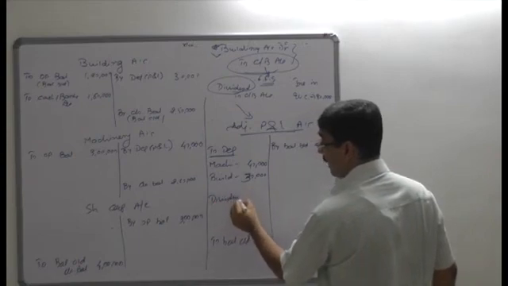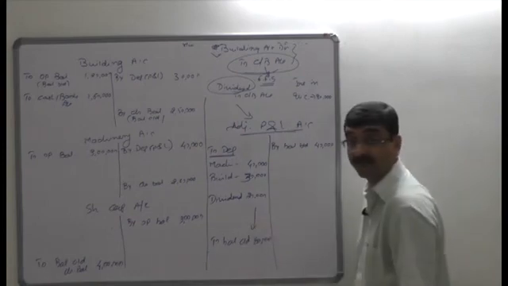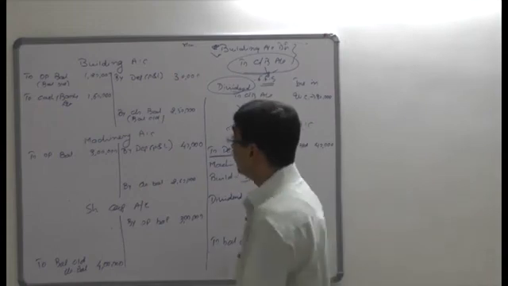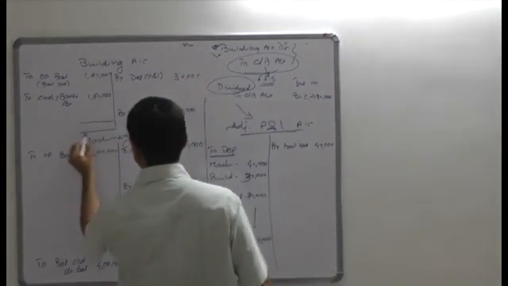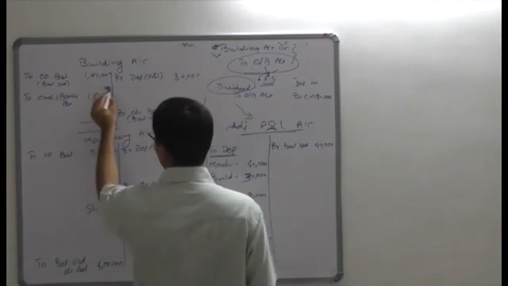So dividend paid 20,000 rupees added back into the profit. Alright, so this was your last adjustment. Now all adjustments are over. We'll need to close all the accounts one by one. This would be recorded a second time.